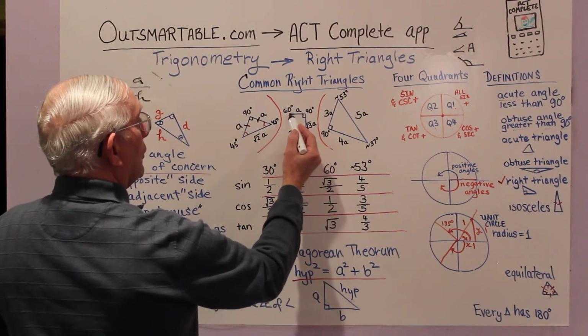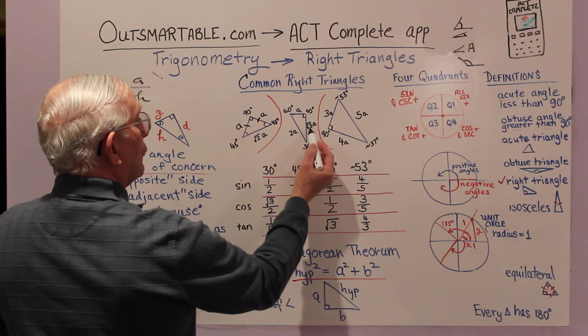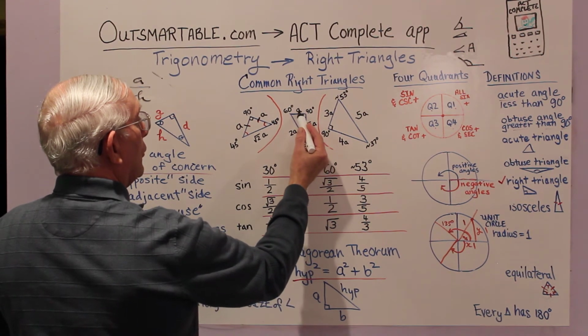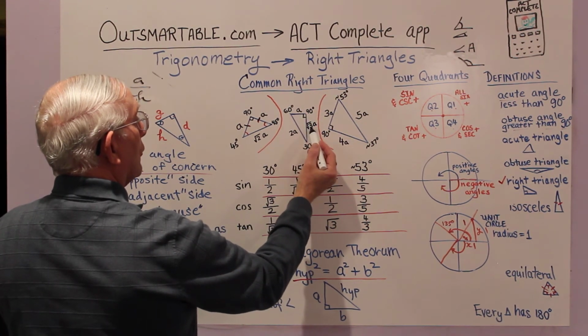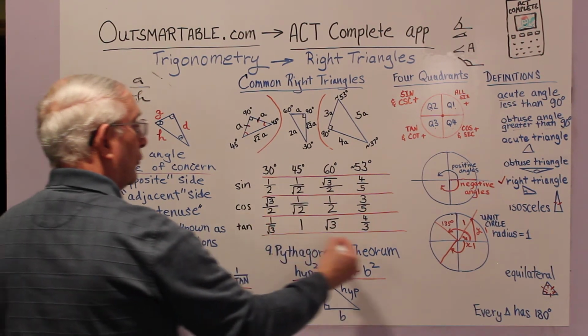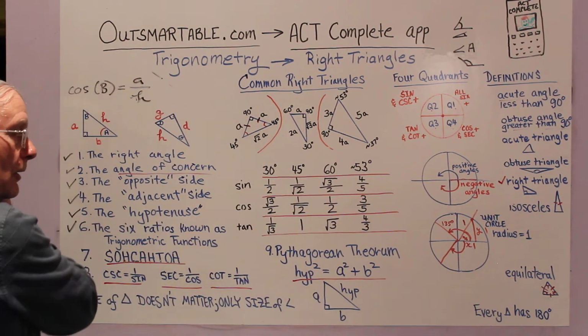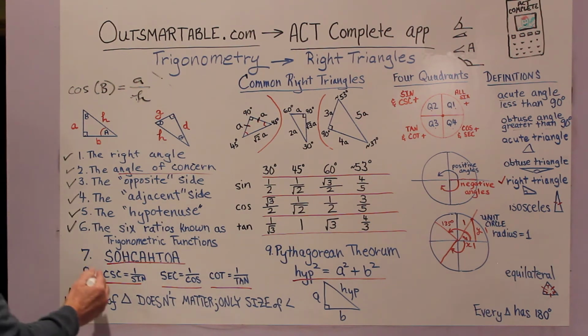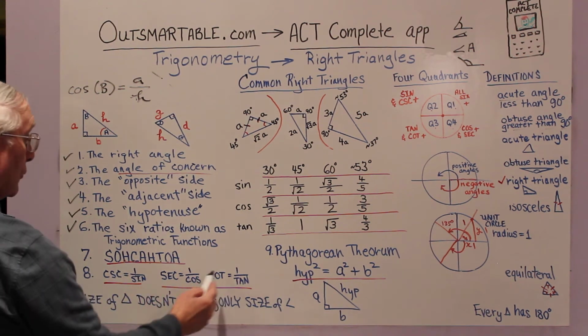How about the tangent of 60 degrees? Tangent of 60, that's the opposite side, radical 3A, over the adjacent, which is A. Radical 3A divided by A would be radical 3. So you see how these values are derived using the definition of the 6 trigonometric functions.